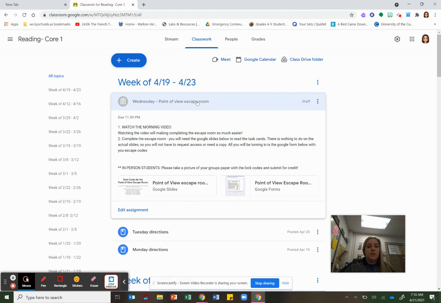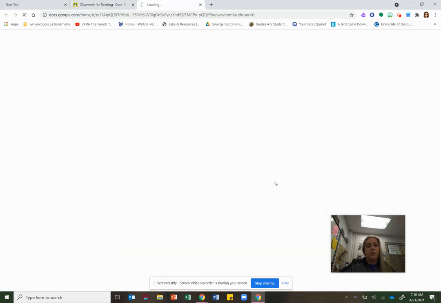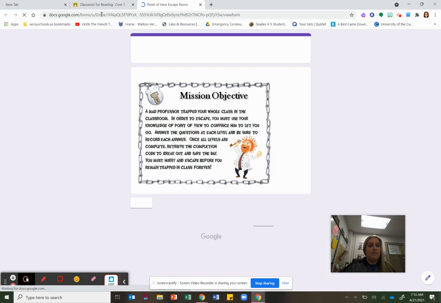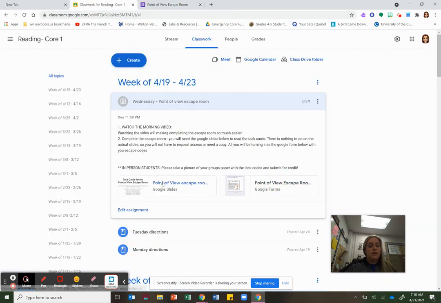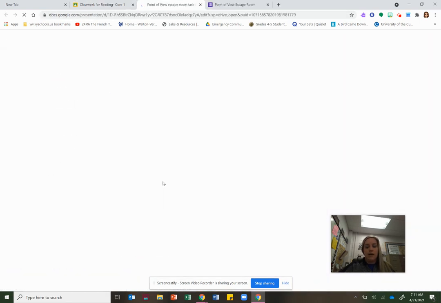There are going to be two documents you are going to need. There's this Google Slides, and then there's the Google Form. So what I'm going to recommend is opening up both. Open up your Google Form and have that ready to go, and open up the Google Slides and have that ready to go.